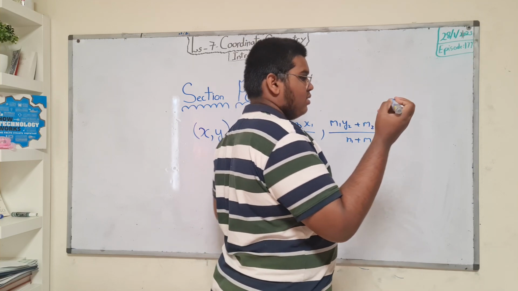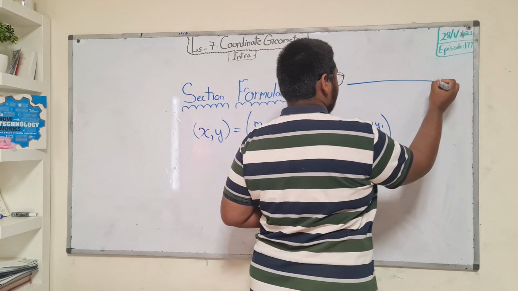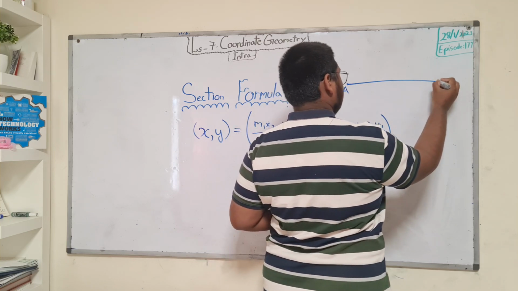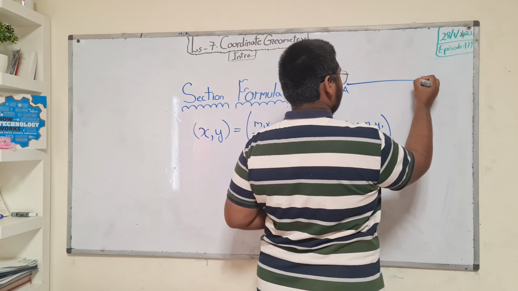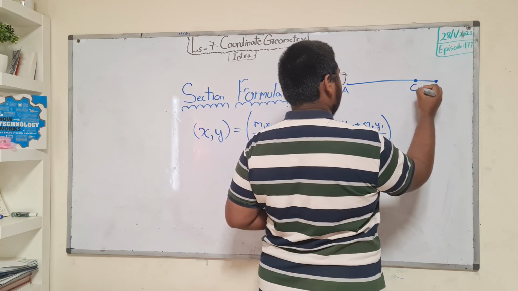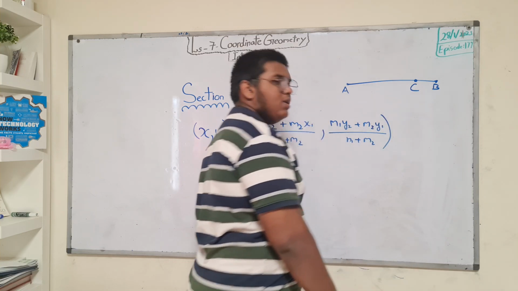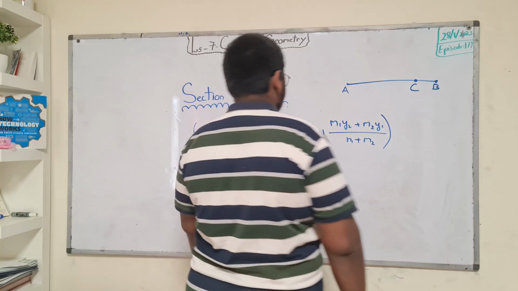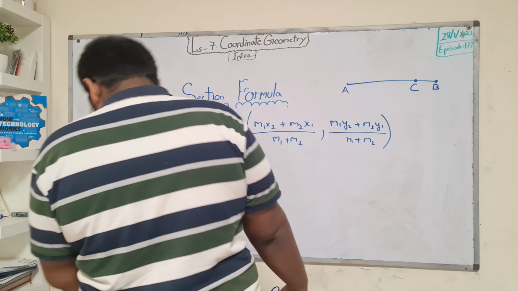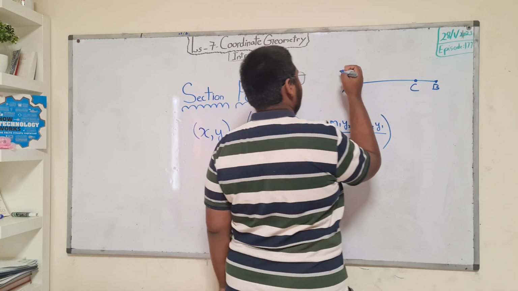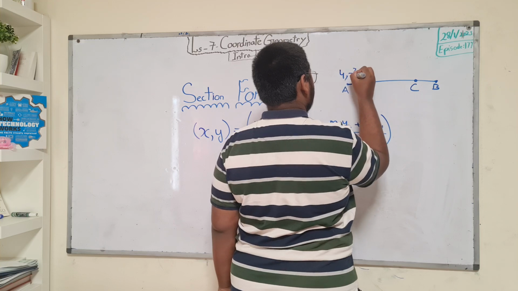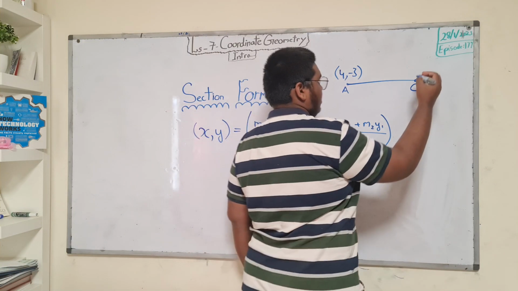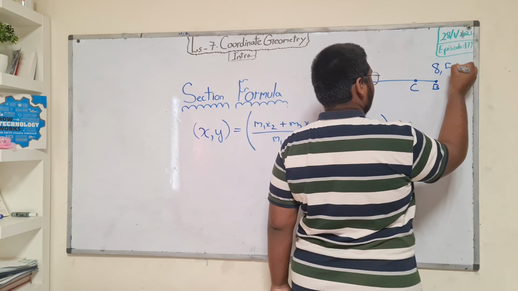Now, let us take a line over here. This is point A, this is point B, and here we have point C somewhere over here. Now, in the question, we will assume that there is a question like this. So now let us take some values, like 4 comma minus 3, and one more, that will be 8 comma 5, 8 5 for B.